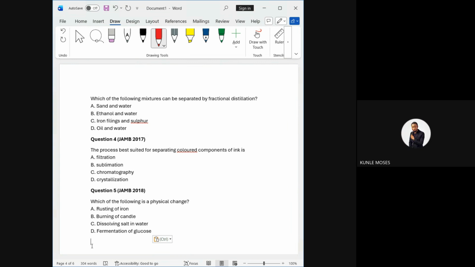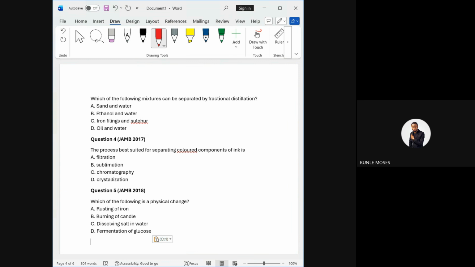After the class, go online, or if you have past questions, check past questions on separation techniques and physical change. We've checked five topics today. We checked mixtures, elements and compounds, boiling point and melting point, purity and impurity, and separation techniques. Go and check questions on all these topics so that you can get familiar with them.